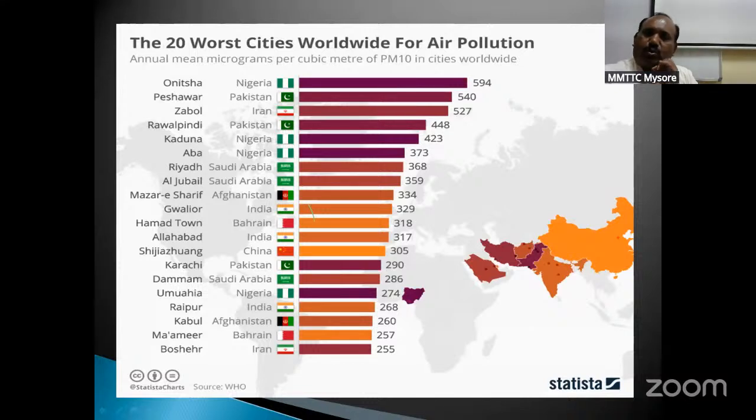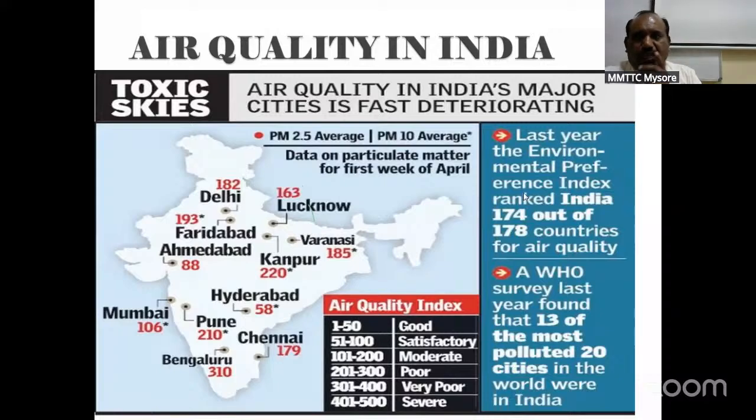See, these are the 20 worst cities worldwide for air pollution, by annual mean PM microgram per cubic meter. See, many places in India: Allahabad, Raipur, Gwalior. Last year the Environmental Performance Index ranked India 174 out of 178 countries for air quality. WHO surveys last year found that 13 of the 20 most polluted cities in the world were in India.